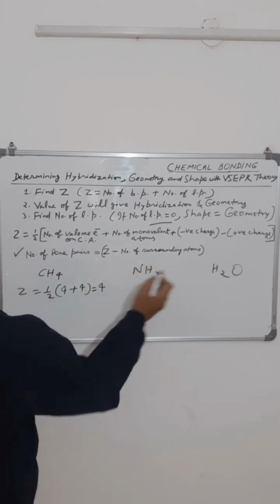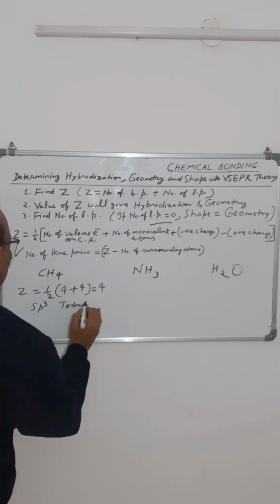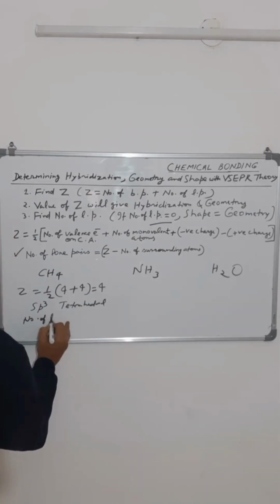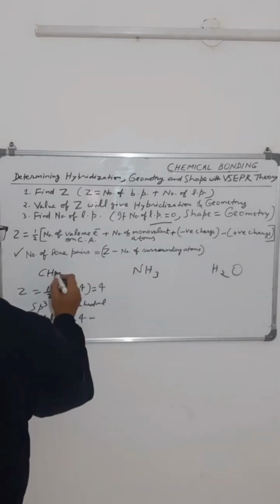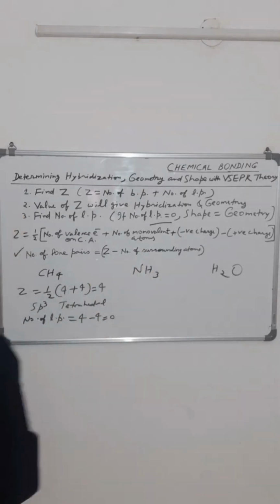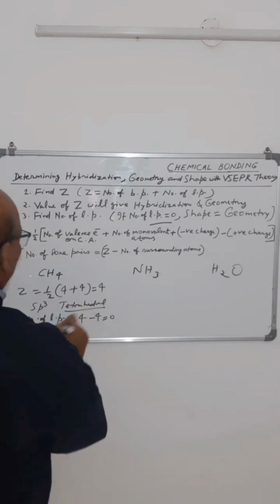And the hybridization will be sp3. So geometry will be tetrahedral. And number of lone pairs will be 0, because Z minus number of surrounding atoms is 4 minus 4. So number of lone pairs is 0. So shape will be same as geometry. So shape will also be tetrahedral.